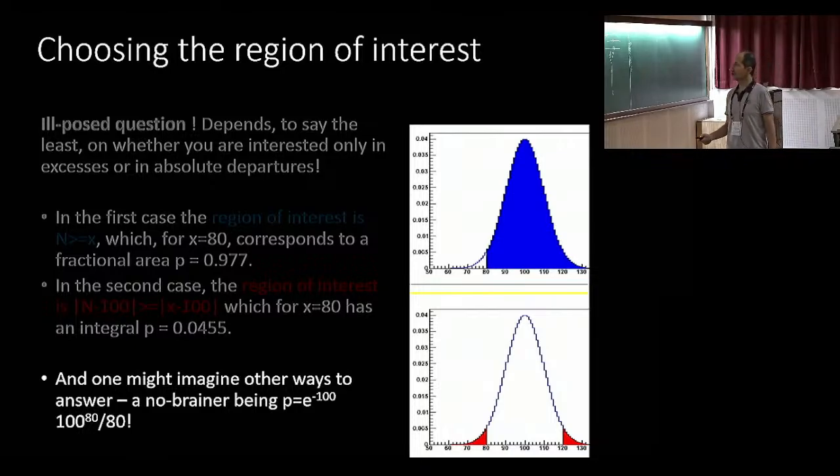But one might actually imagine that one asks a different question of the data. So what is the probability of observing exactly 80 events when you expect 100? This is e to the minus 100 times 100 to the 80 divided by 80 factorial. Good luck computing this number with a laptop, but it's of course a stupid question because you're not interested in one particular realization, right? You would like to test models, so you're not exactly interested in 80. There is nothing special in the number 80.